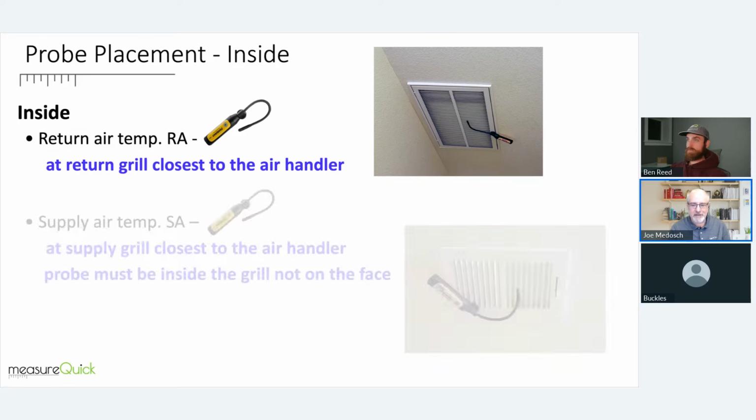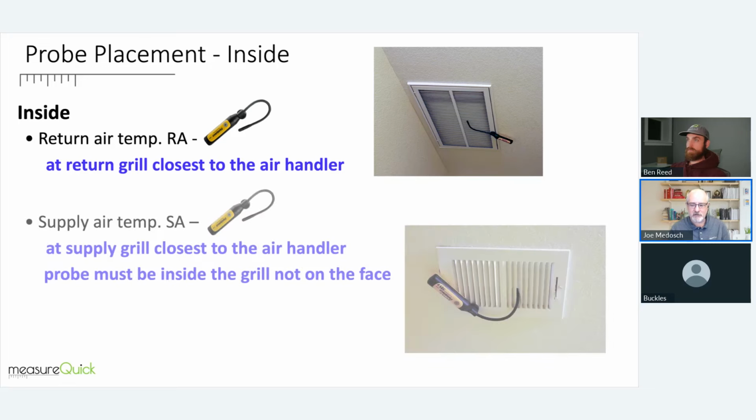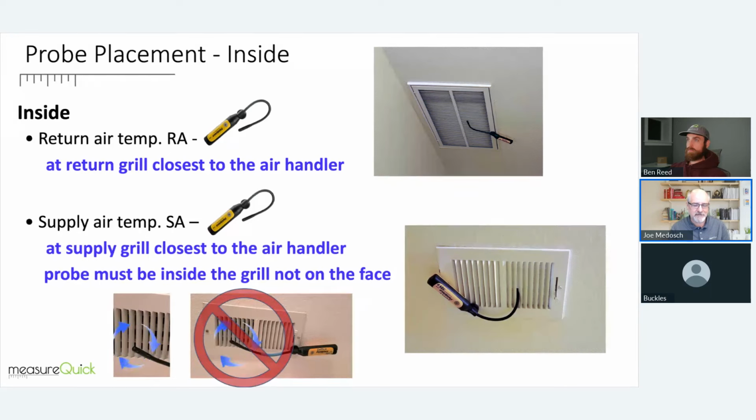So my supply air has to be inside the supply grill nearest to the air handler, not on the face. If it's on the face, it actually has air entrainment right around the face itself, and that's not giving me good readings. So this is a crucial part of making sure that you're getting good readings. Again, the fundamentals are great probe placement and a good profile, which will determine everything about your system and allow measureQuick to provide you with great information.